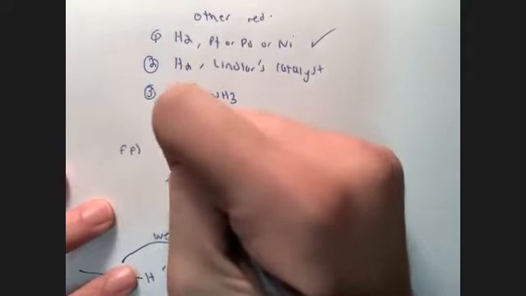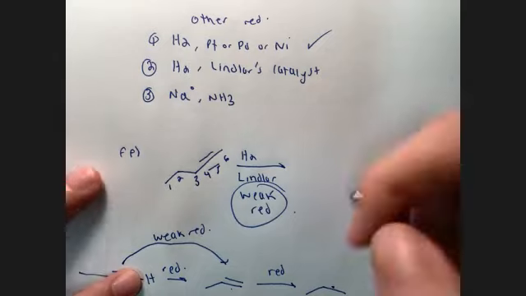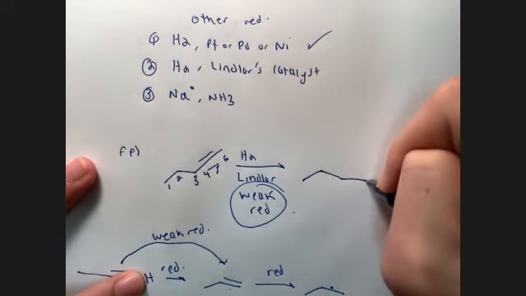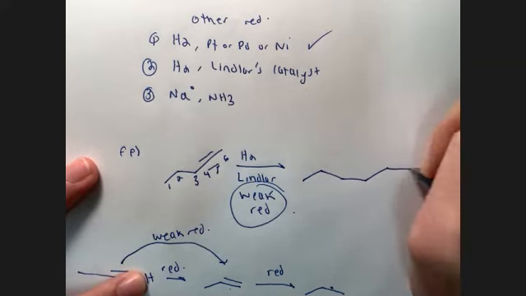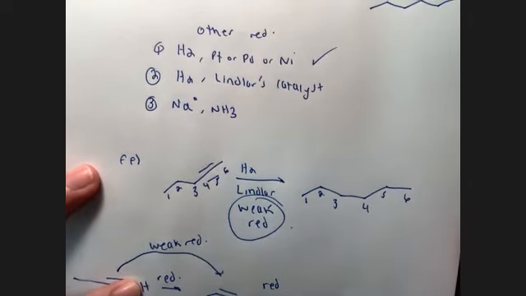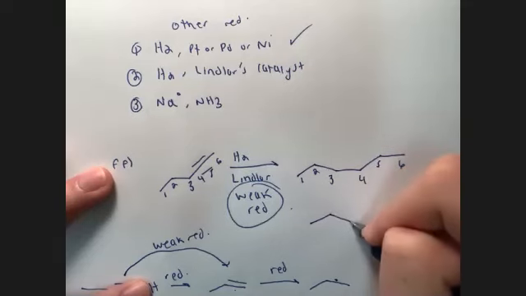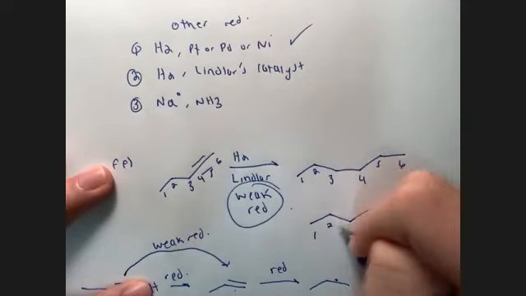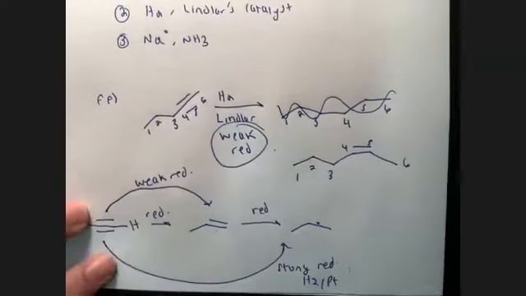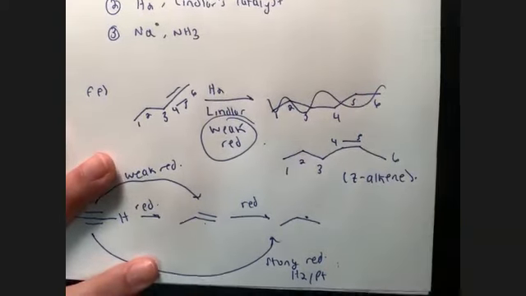So essentially it's 1, 2, 3, 4, 5, 6. Between 4 and 5, I need to be in the cis conformation. Oh, did I do that wrong? Oh, it's between 4 and 5. My bad. 1, 2, 3, 4, 5, 6. There you go. So that's your end product. You get specifically this Z alkene. You reduce it to the Z alkene with H2 and Lindlar.